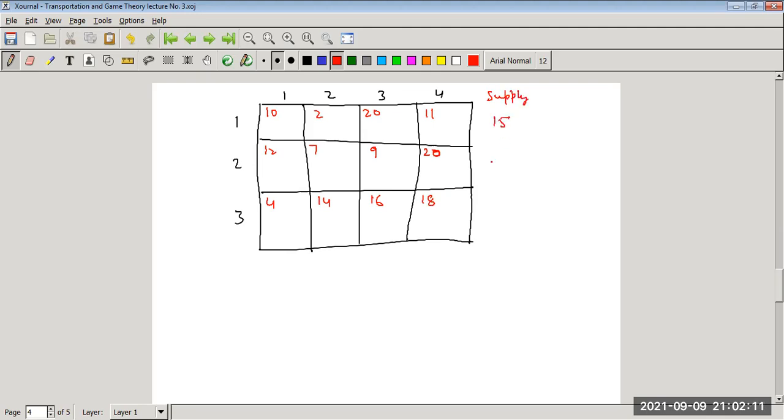Supply: 15, 25, 10. Demand: 5, 15, 15, 15. So you try to find the solution of this transportation problem by Vogel's approximation method.